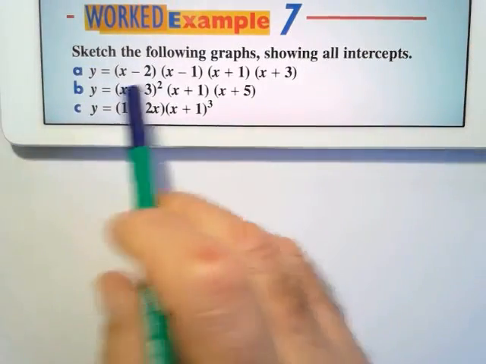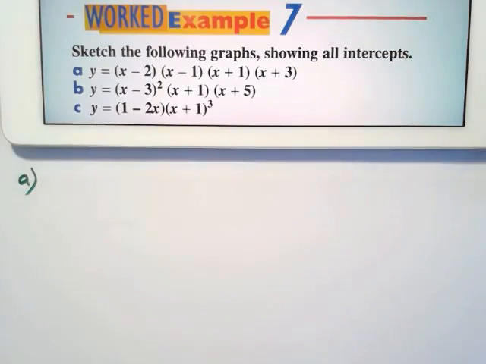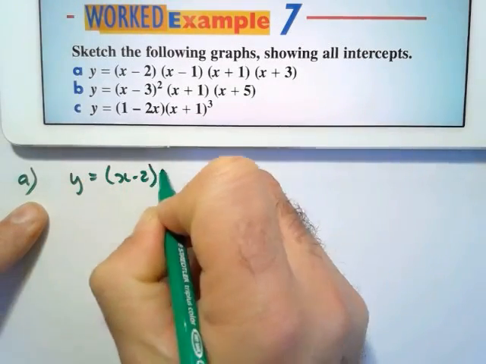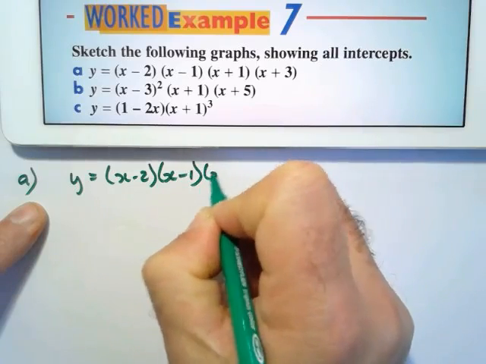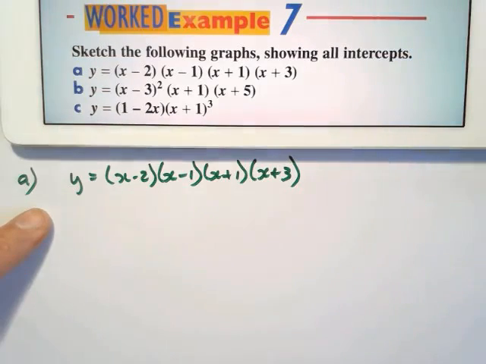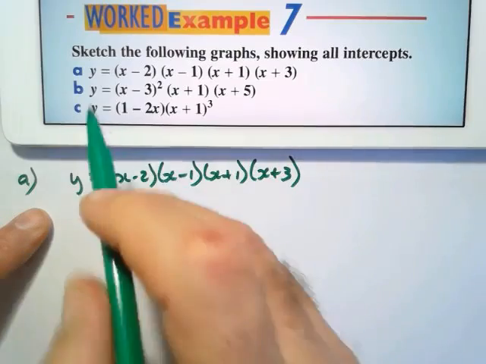With example 7, sketch the following graph showing all the intercepts. I'm going to do each graph on its own paper, but I'll just do one video. So for A, y equals (x minus 2)(x minus 1)(x plus 1)(x plus 3). What I'm going to do first is make sure whether A is positive or negative.